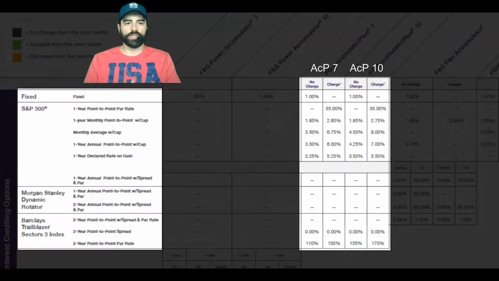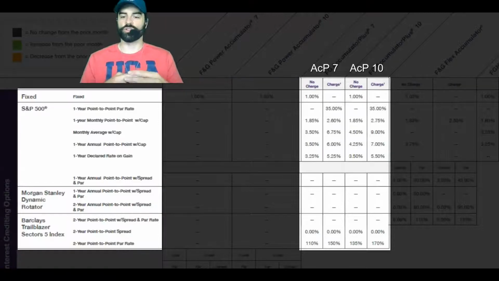Now, what does monthly point-to-point with cap mean? It's strictly every month they're going to take a look at from this day next month, and they're going to see what the strategy does. That is monthly point-to-point with a cap, and those are the caps. Monthly average is going to see what the market does over the year. It's going to take each month, add it up, divide by 12, and that's the monthly average, okay? And this one has a cap as well. You notice 3.5, 6.75, and the 10 is a 4.5, and the charge is 9. So like I said, you can see with the charge, if you're willing to pay the 1.25, you got higher potential, you got higher caps, higher pars.